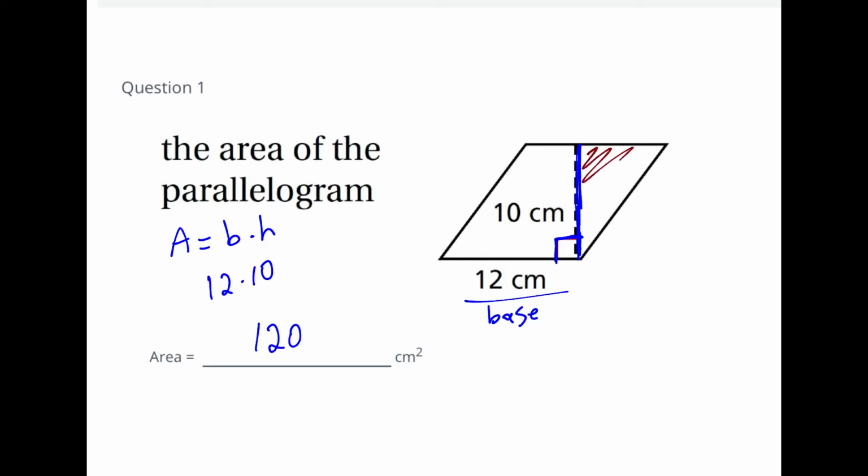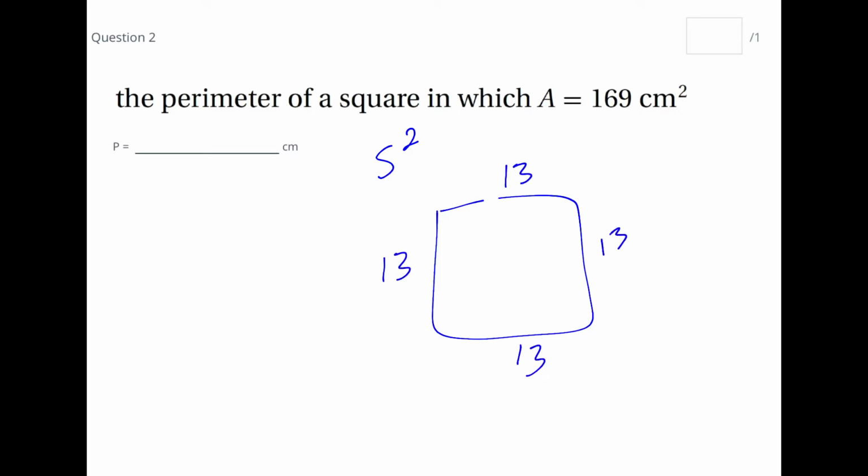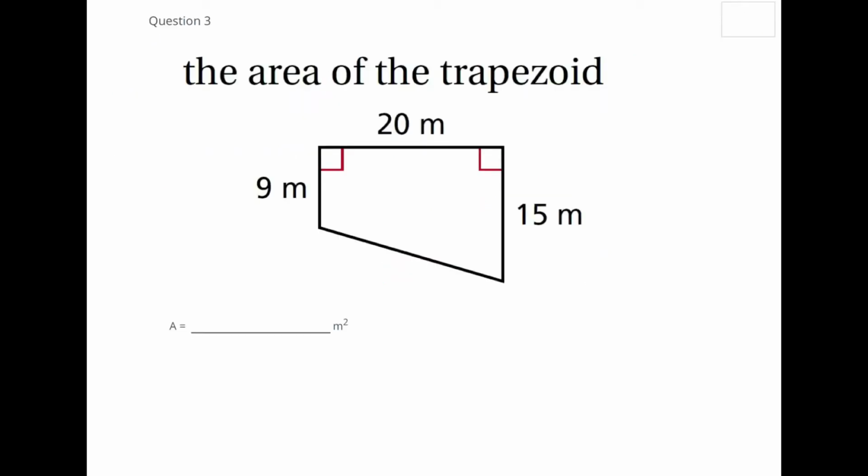You can also think about this red shaded part being moved over here, and then we just have a square. So the formula for area of a square is side squared. So if this is our square, we're going to have 13, 13, 13, and 13, because the square root of 169 gives you 13. So if I add all of these together, you're going to get 52. The perimeter.